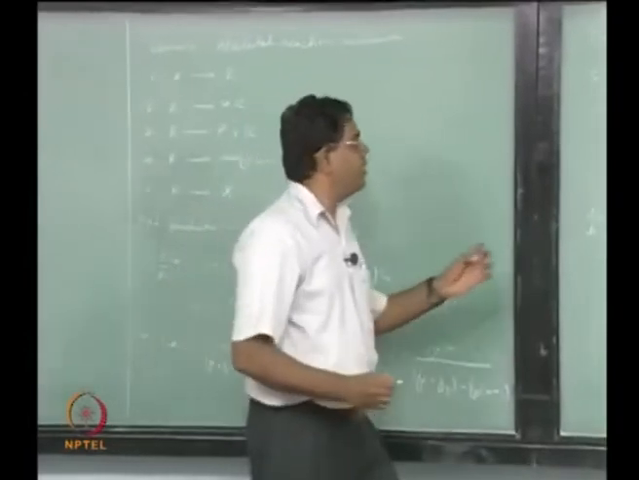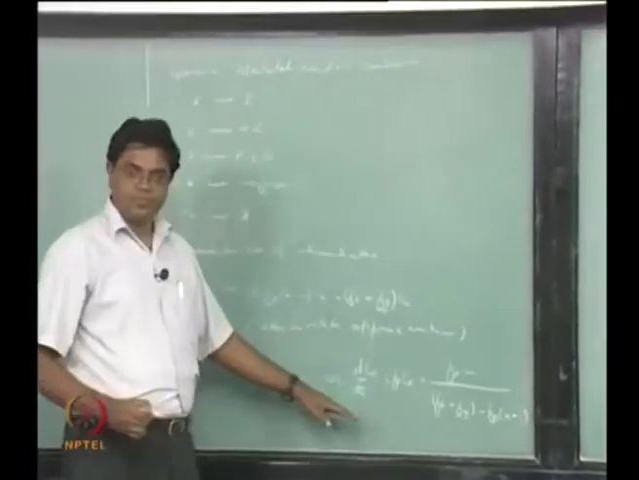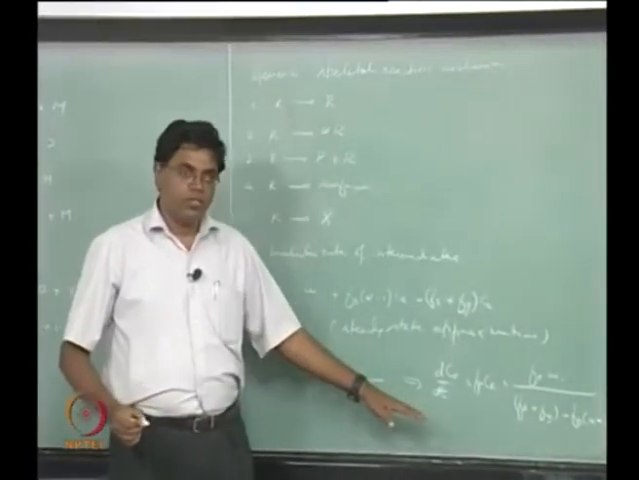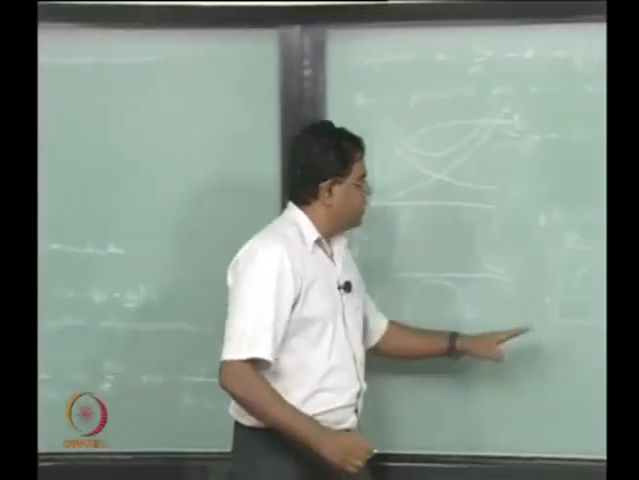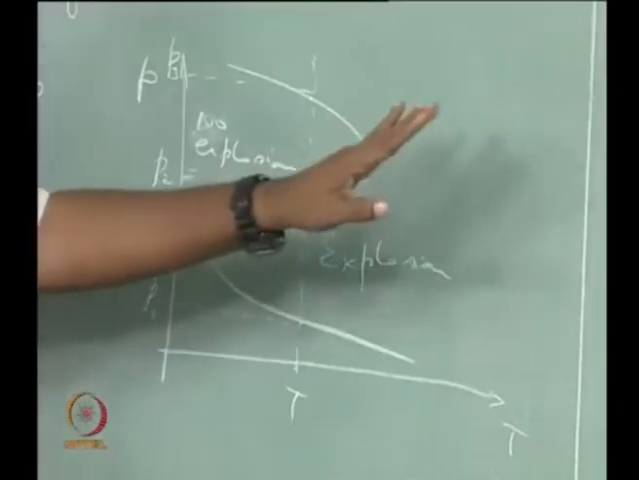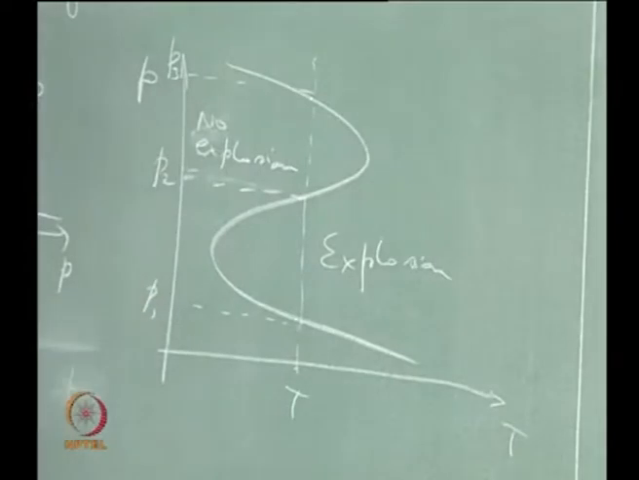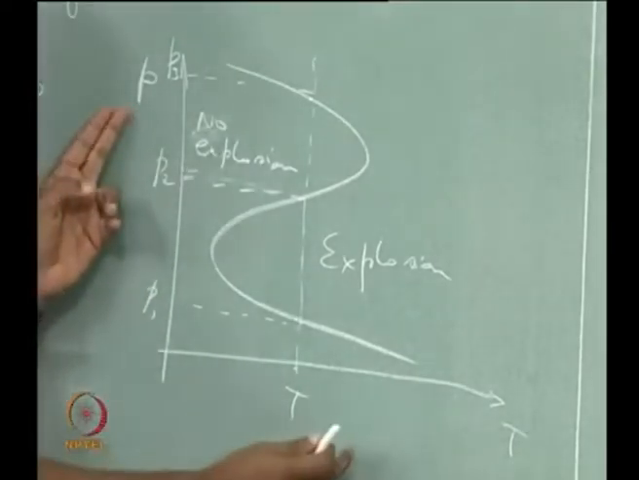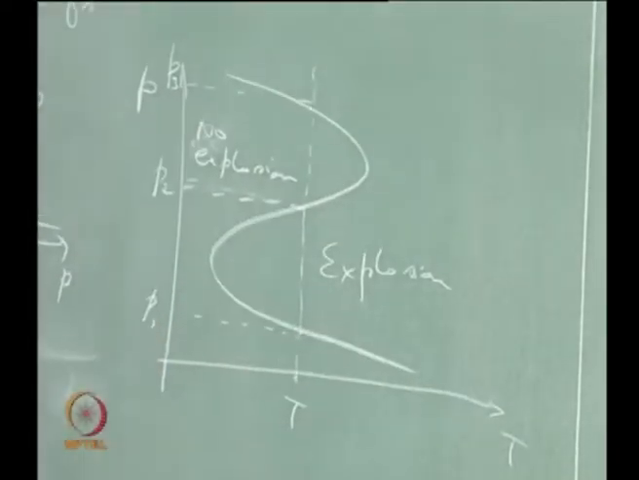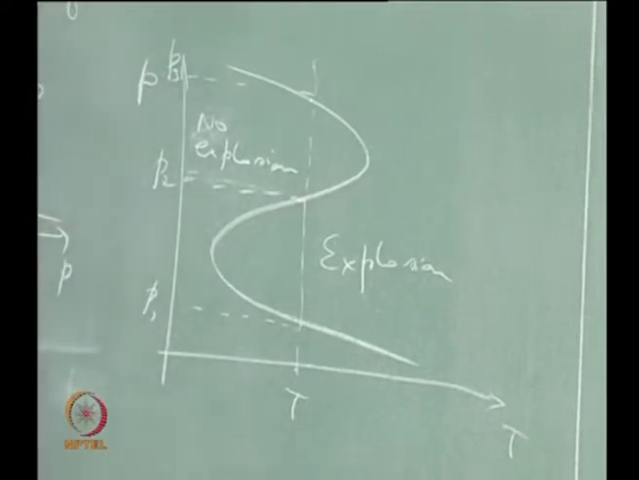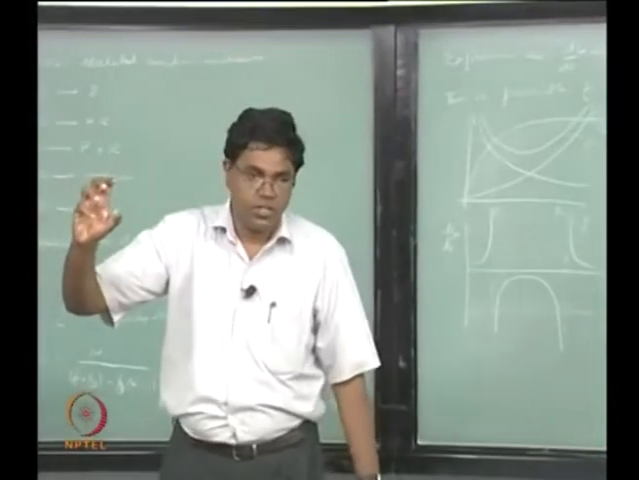That's not explained by this one here. Okay, so how did you get the S curve? This is an experimental observation. That means you now take, what is this P and T that we are looking at? Those are the initial pressure and temperature. So you now take a reactant mixture at a particular pressure and temperature.